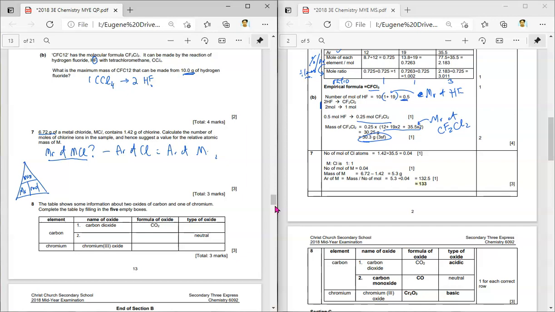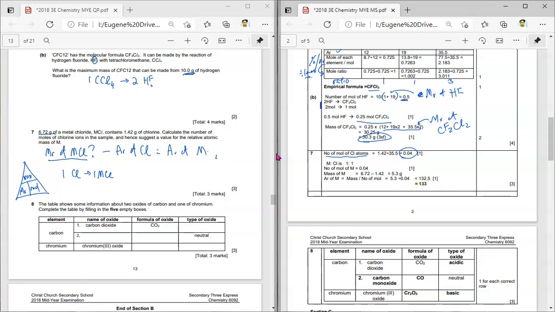So how can I find the mole of MCl? I know that 1 Cl will give me 1 MCl, because if I have 1 Cl, obviously I will have 1 MCl. So let's first start off by finding the mole of Cl atoms. I take 1.42 divided by 35.5, I get 0.04. So the mole of Cl is 0.04. Because of the formula, 1 M gets 1 Cl, so 1 to 1. So the mole of M is also 0.04.